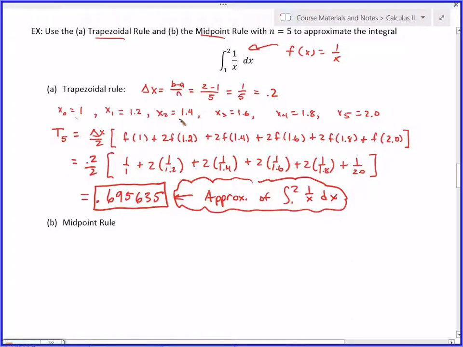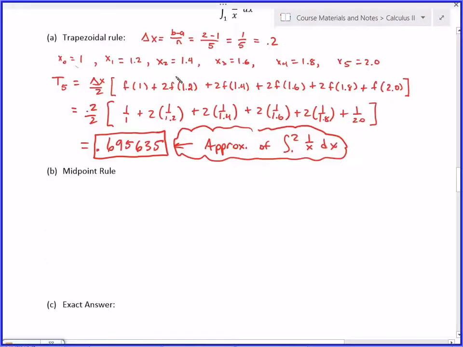All right, midpoint rule. The only difference now, we've still got delta x will be b minus a over n, which is 2 minus 1 over 5, which is 1/5 or 0.2. You still have the same xi's up here, but now what are the midpoints? What would be x1 bar? It's 1.1. It's the thing that's halfway between x0 and x1.